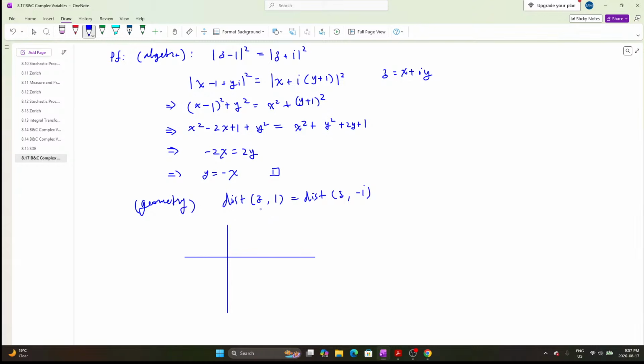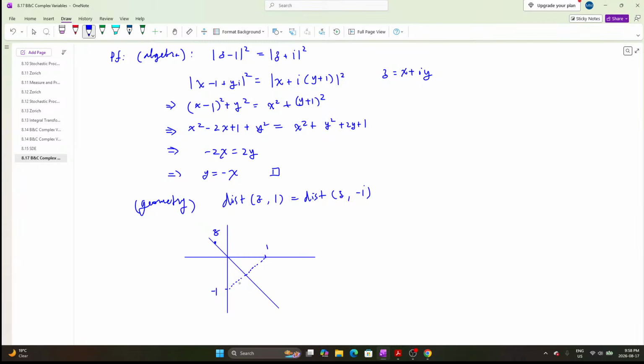Now, if z satisfies this condition, then z has to be on the line of the perpendicular bisector of a line segment that connects the point 1 and minus i. So this is a line segment that connects 1 and minus i. And the perpendicular bisector is where z lies. Okay, so z is on the perpendicular bisector if and only if its distances to the two points are the same.